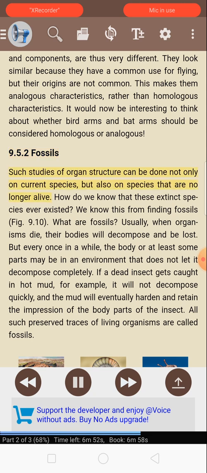9.5.2 Fossils. Such studies of organ structure can be done not only on current species but also on species that are no longer alive. How do we know that these extinct species ever existed? We know this from finding fossils, Figure 9.10. What are fossils? Usually, when organisms die, the bodies will decompose and be lost. But every once in a while, the body or at least some parts may be in an environment that does not let it decompose completely.